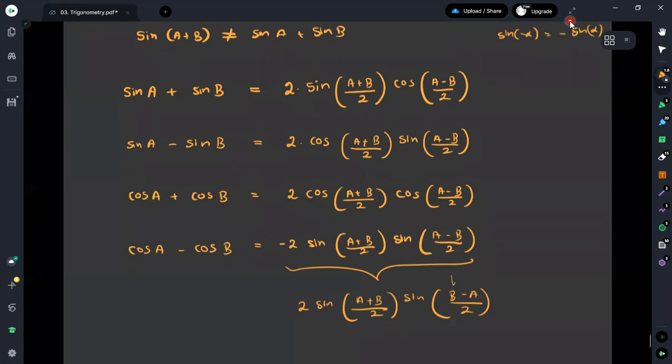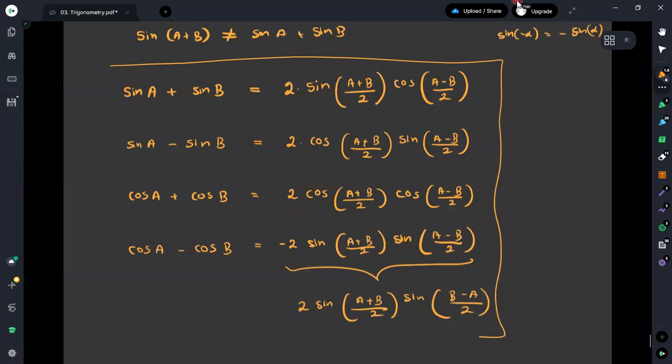That is why we can now change this minus 2 to plus 2, changing A minus B to B minus A. Therefore, these are the four quantities that we consider as the sum to product identities.